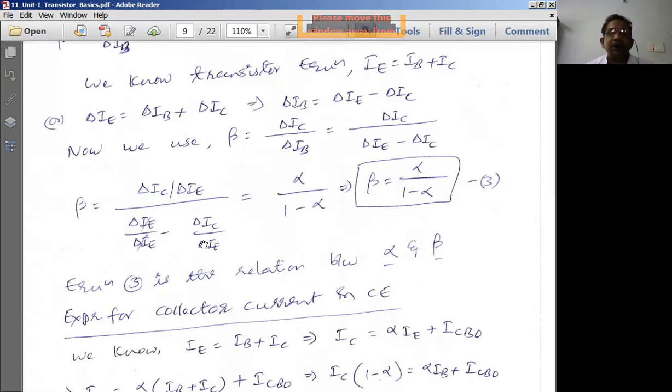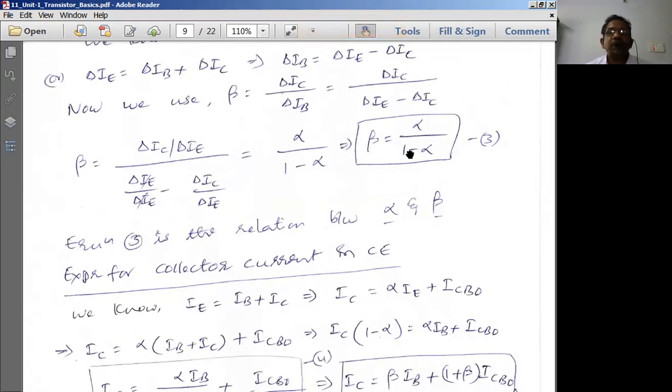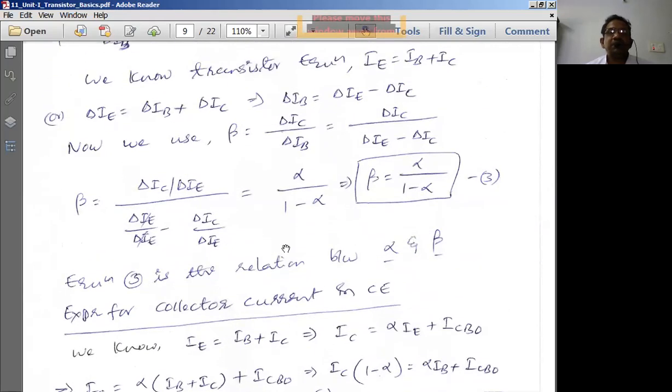Then I'll get 1 minus alpha. So I'll be getting an equation beta is equal to alpha by 1 minus alpha as the third equation. So equation 3 is the relation between alpha and beta.